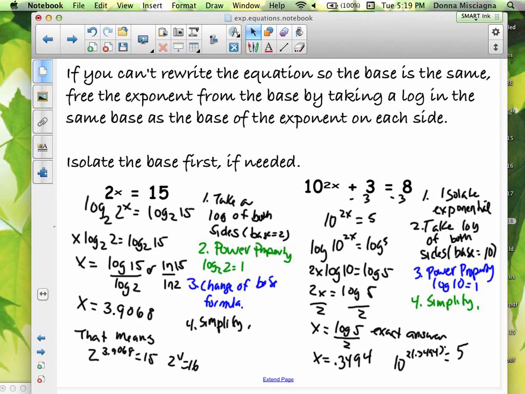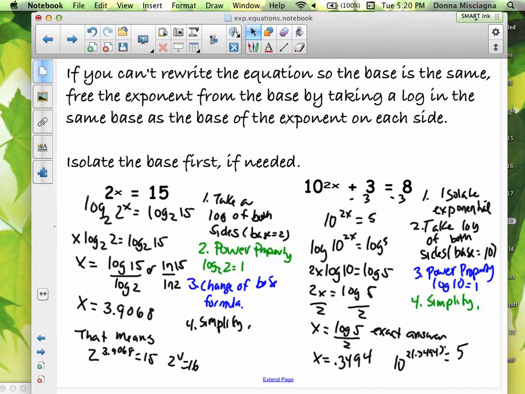All right, so let's look at the second one here. We have 10 to the 2x plus 3 power equals 8. Now we've got to isolate our exponential equation. So we'll subtract 3 from both sides. So we have 10 to the 2x equals 5. All right, so now we'll take a log on both sides. Now we don't have to use our change of base formula, by the way, because our base is 10. 10 is nice to work with. Right? We can work with that in the calculator.